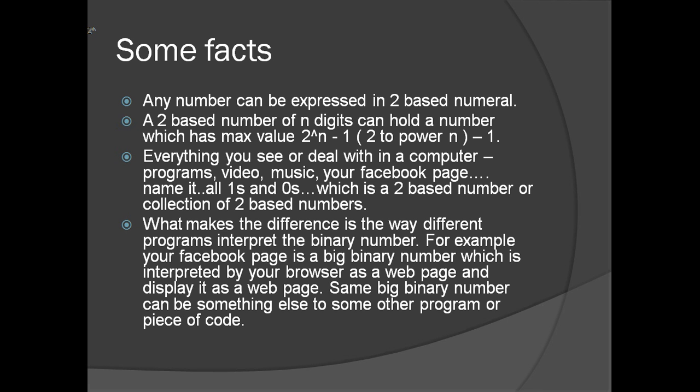Everything you see or deal with on a computer, programs, video, music, Facebook page, you name it, is all ones and zeros. Basically they are either a base 2 number or a collection of base 2 numbers. What makes the difference is the way programs interpret them. A Facebook page, which is nothing but a big binary number, is interpreted by your browser as a web page and displayed as a web page. That same binary number can be interpreted by some other program as something else.